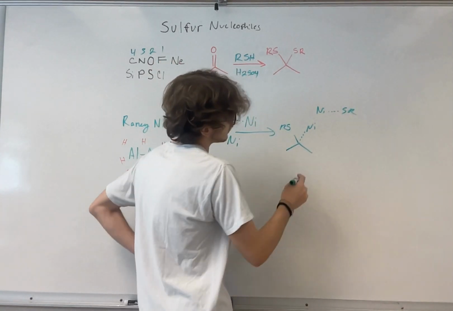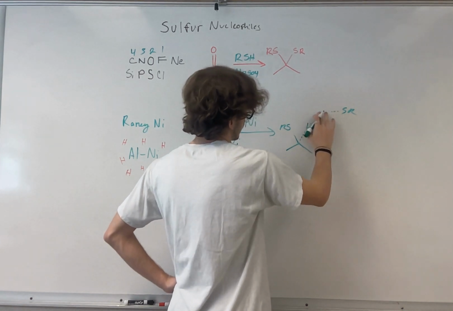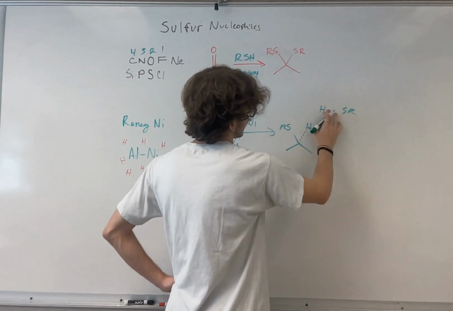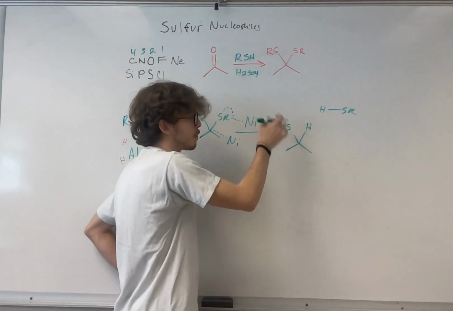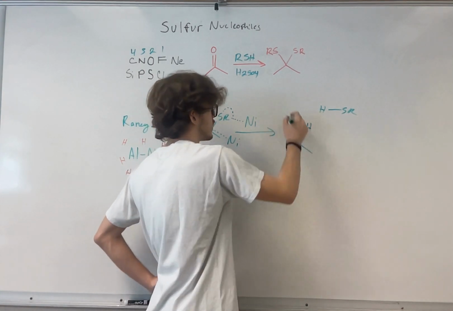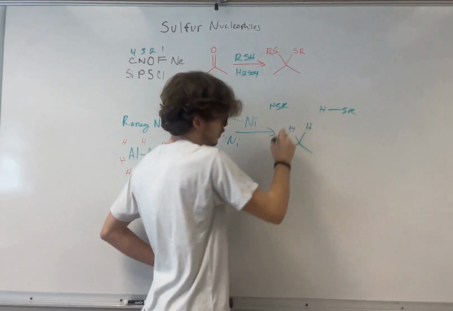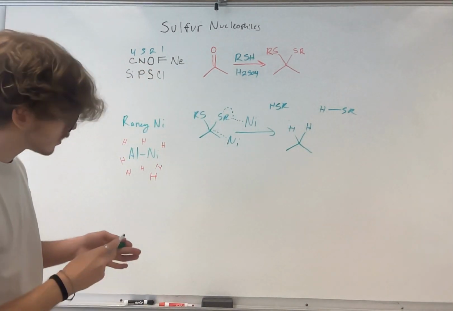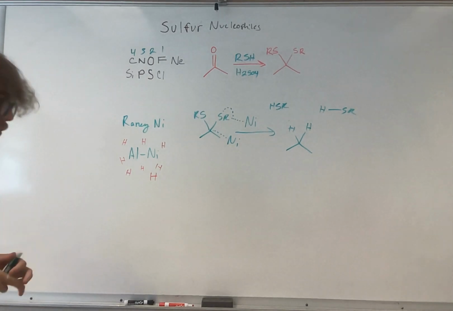Then a hydrogen comes in and swaps places with the nickel. And then we get bond formation. And then the same thing happens here, where that nickel comes in, chops off the thioacetal, and replaces it with a hydrogen. So that's how Raney nickel works. That's how it's really synthetically useful if we want to get rid of a ketone.